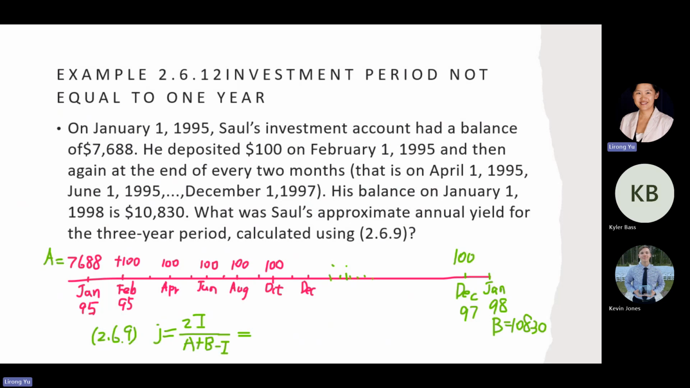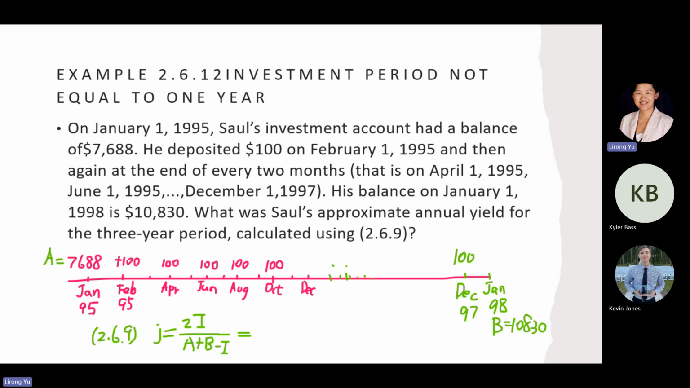So now here is how we calculate the approximate annual yield. We can do a simple calculation of 2I over A plus B minus I, and we should be able to calculate the I, because out of all the contributions, what's missing is the C. But if you only want to find the raw amount of the C, it's not too hard. We have 6 deposits because you deposit every 2 months: 2, 4, 6, 8, 10, 12. There's 6, so 600 per year.